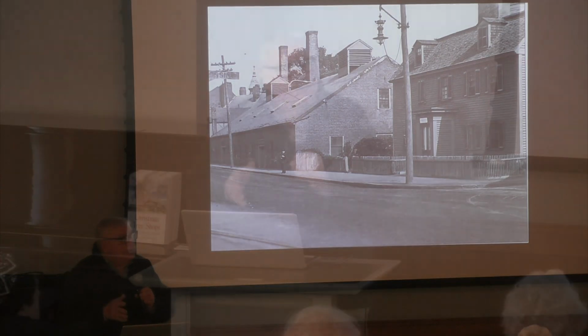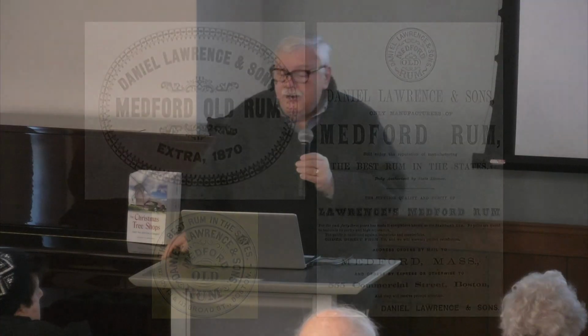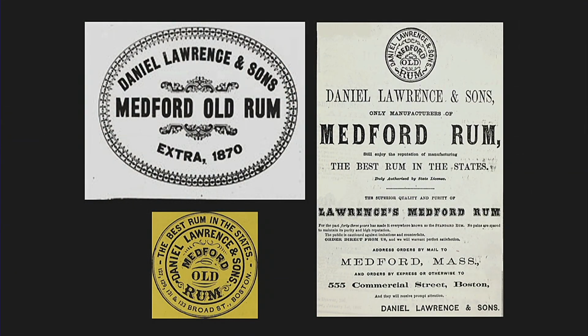Well, the Lawrences in the 18th century began to make rum, and the rum was made from the molasses that was shipped to New England. And seen here, Daniel Lawrence and Sons would actually make what they called Medford Old Rum. Now this says extra 1870. I never knew that rum came in vintages, but this was sold by S.S. Pierce and Company well into the period of Prohibition.